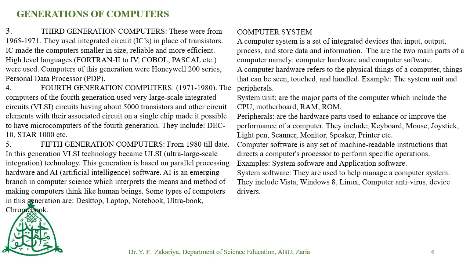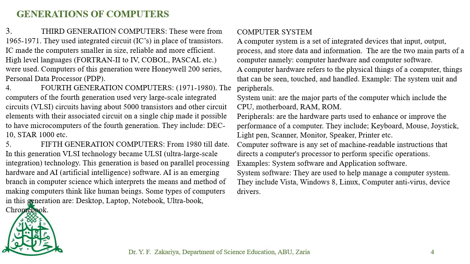The fourth generation, from 1971 to 1980. The computers of the fourth generation used very large-scale integrated circuits, having about 5,000 transistors and other circuit elements with their associated circuits on a single chip, which made it possible to have microcomputers of the fourth generation. They include DEC 10 and Star 1000, etc.